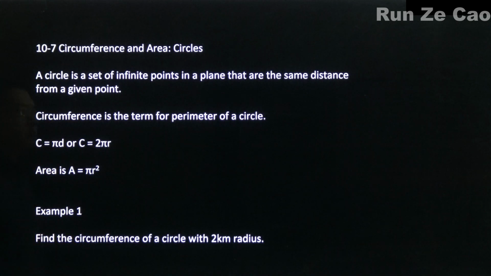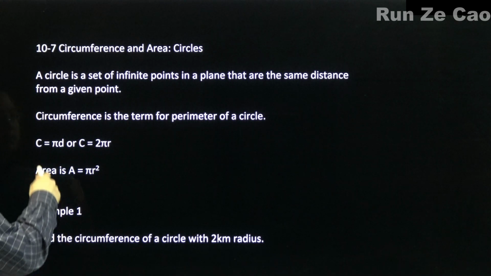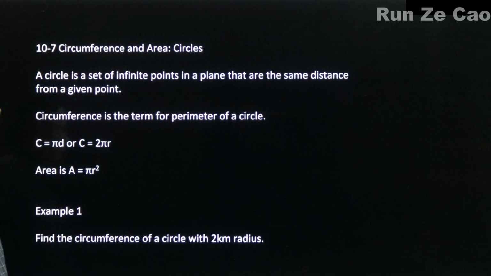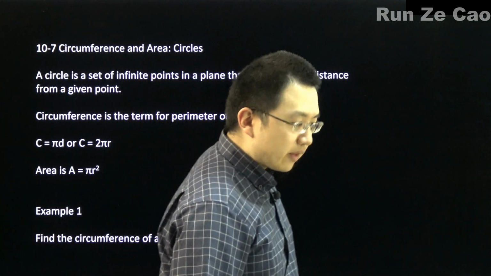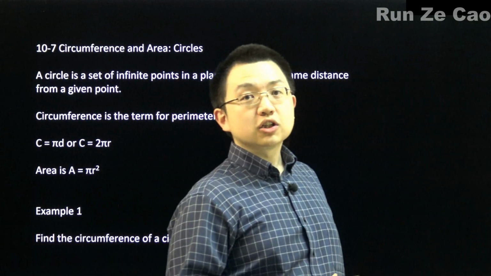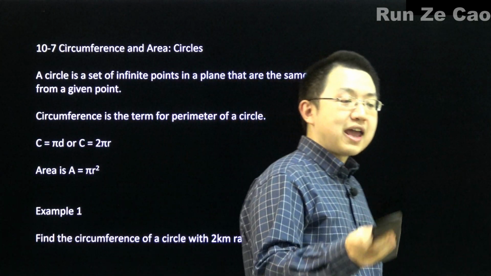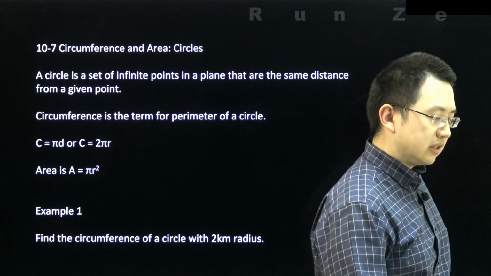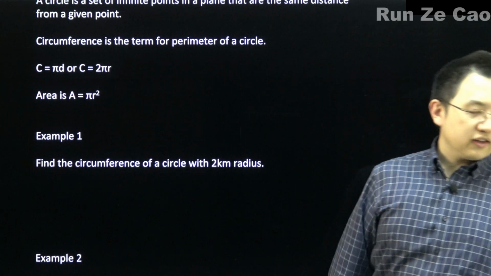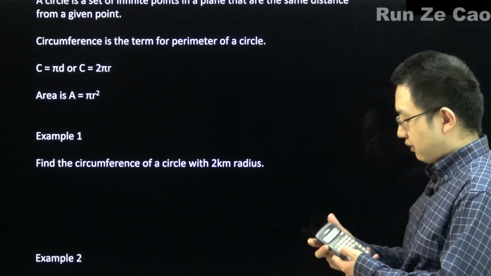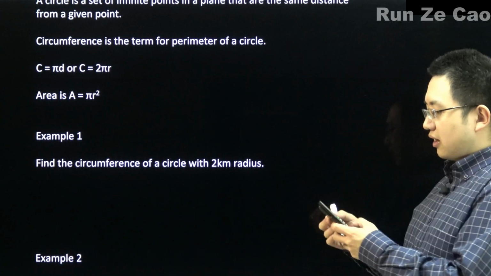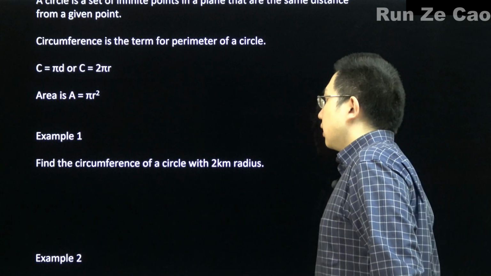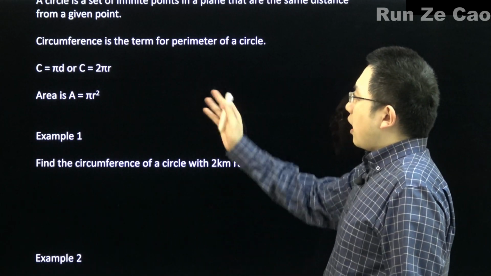Circumference is a term for the perimeter of a circle. The circumference is pi multiplied by the diameter. Pi is a number they found for the ratio of the circumference to the diameter of circles. That's how pi is defined. Circumference is also equal to 2 pi r. You can find a pi button on scientific calculators. The area is pi r squared.